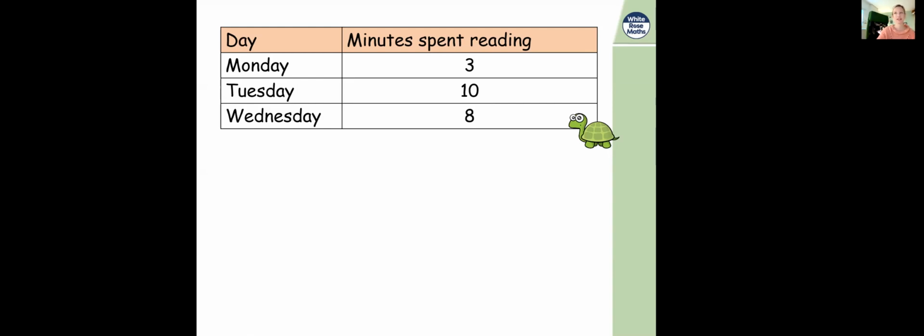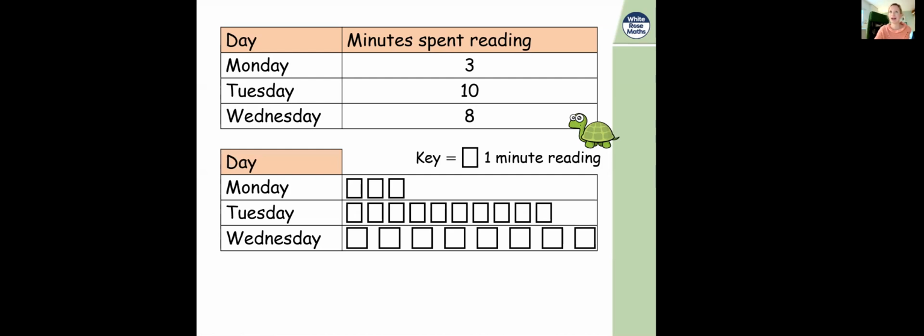We're going to put that into a pictogram. There we go, look. Now look at the key. Today, the key is a rectangle, a white rectangle, and that rectangle represents 1 minute of reading. Let's see how they've done it. Monday was 3, so they should have drawn 3 rectangles. 1, 2, 3. Yeah, brilliant.